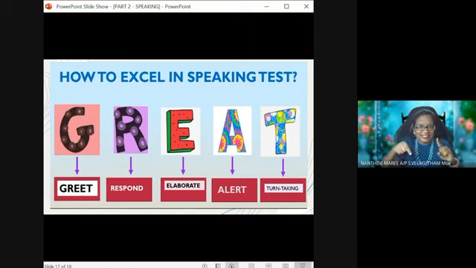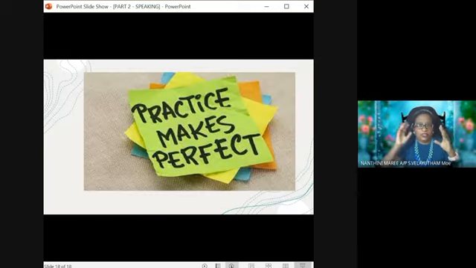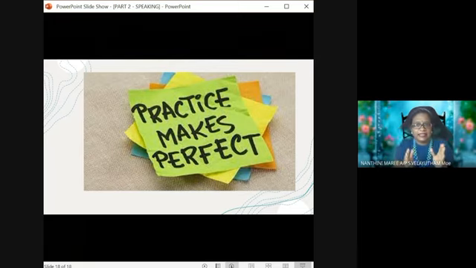Be alert. Remember, you have to listen to your partner's question and get ready. You'll be questioned. And turn taking, not so much in part 2, but in part 3. So, boys and girls, remember, practice makes perfect. You still have a few more months to look at the kind of topics you can expect. I've given you what is expected from you: description of people, description of place, or for whatever selection you do, give reasons.